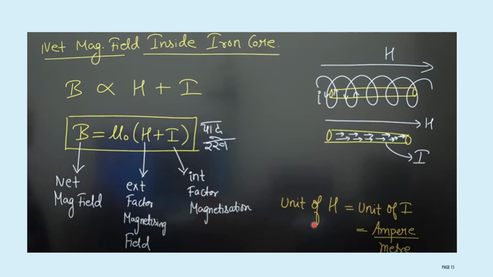Then the unit of the external magnetic field or magnetizing field H is given. It will be equal to the unit of magnetization. It is nothing but ampere per meter. This one also you have to remember.